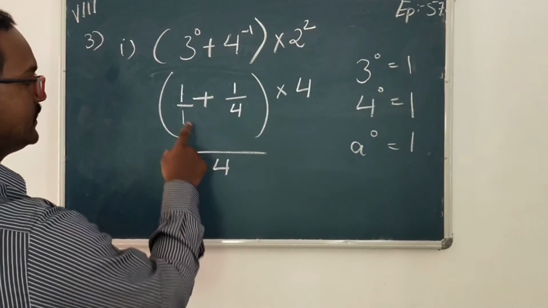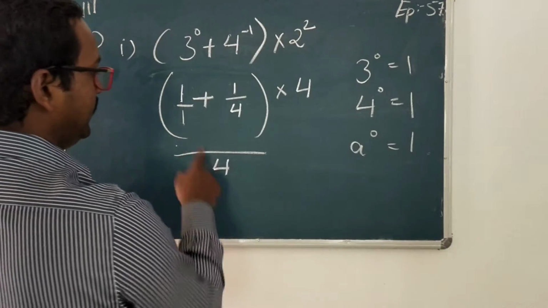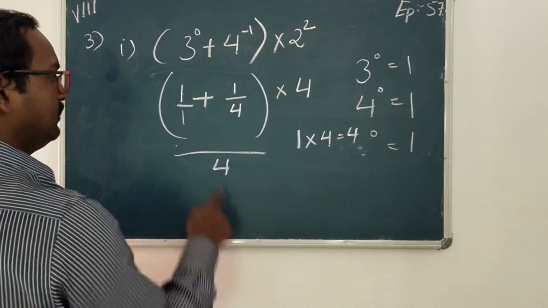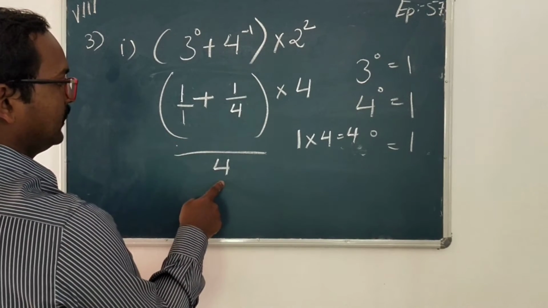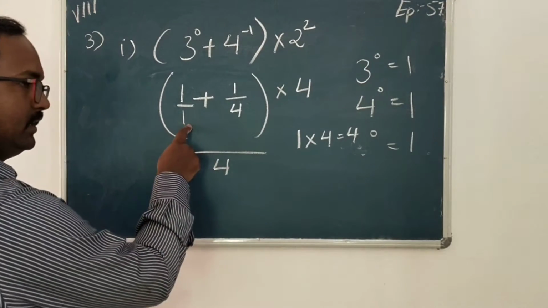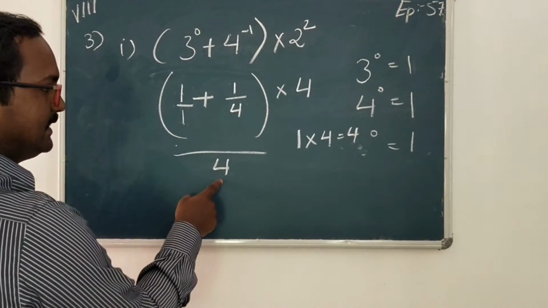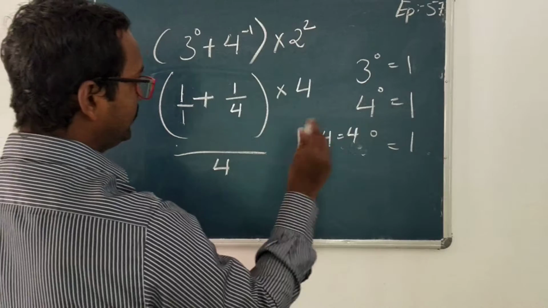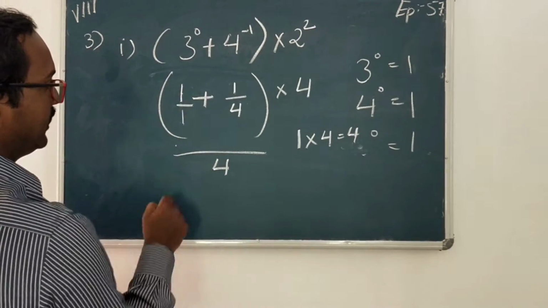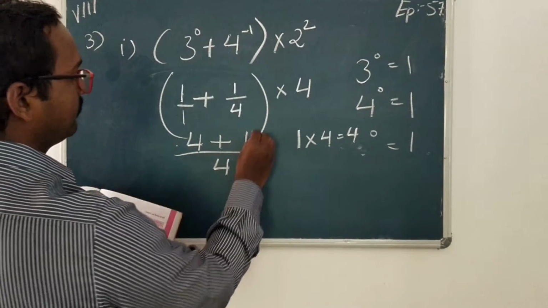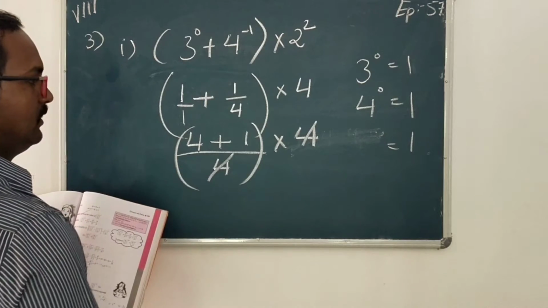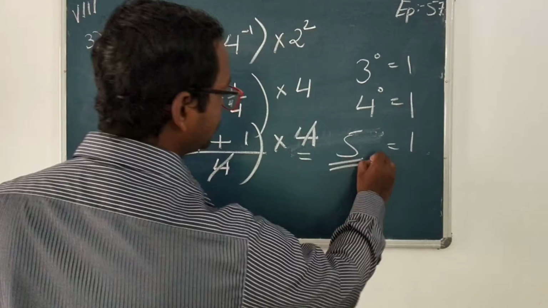Then we have to see, if we multiply 1 with 4, we are going to get 4. So we have to check by which number we have to multiply to get this LCM. First we start with the denominator. We check this LCM, which is 4, and which multiplication gives 4. So 1 has to be multiplied with 4 to get 4, and that 4 has to be multiplied with the numerator. So here we will get 4 plus 1 into 4. So this 4 and this 4 will cancel, and we will have 4 plus 1, which is 5. So the final answer is 5.